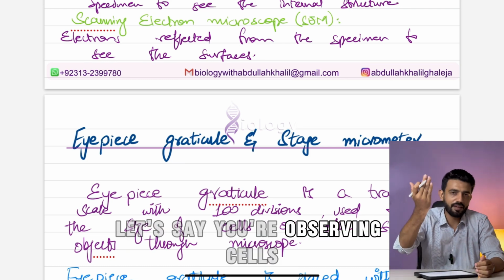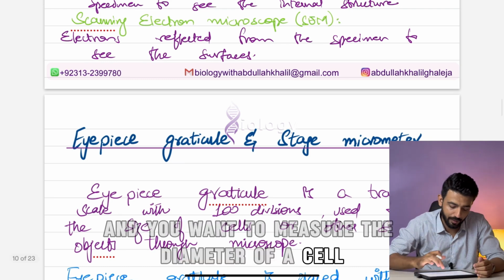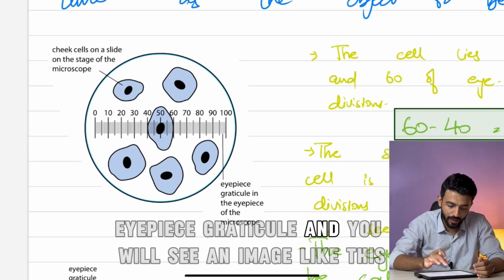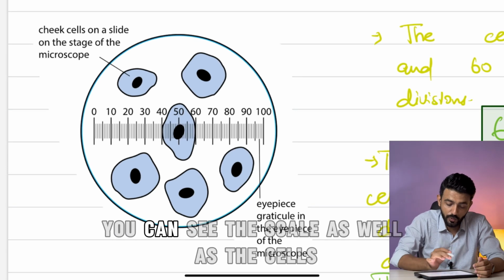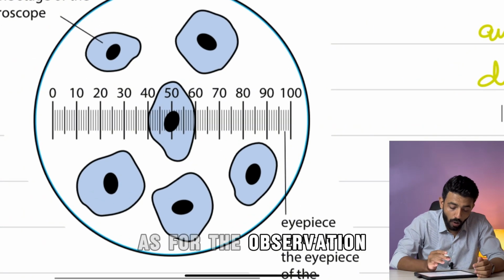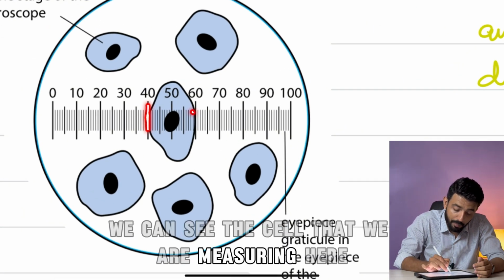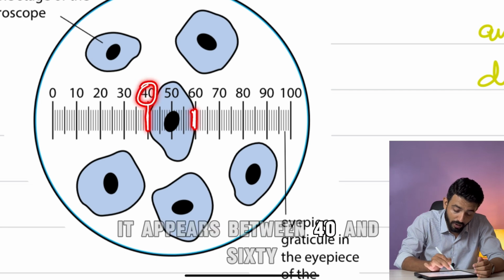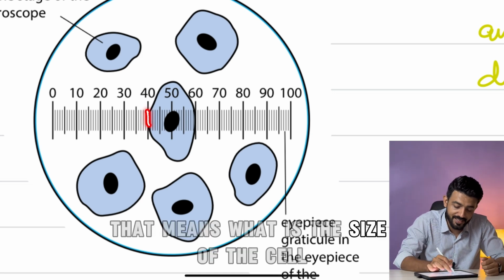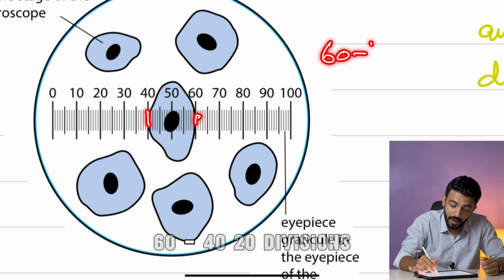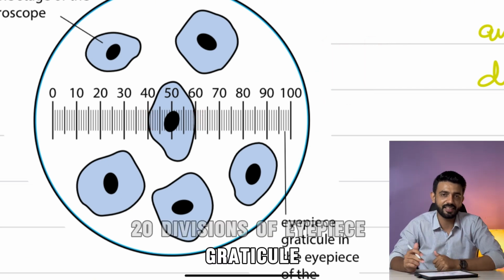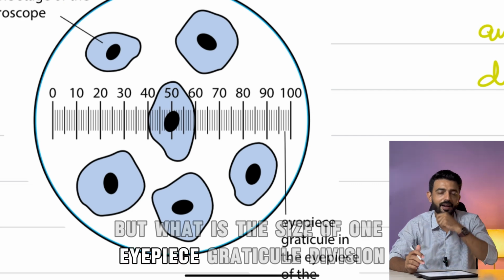Let's say we are observing cells and you want to measure the diameter of a cell. So you will be using this eyepiece graticule and you will see an image like this. You can see the scale as well as the cells. As per the observation, we can see the cell that we are measuring here, it appears between 40 and 60 of the eyepiece graticule divisions. That means what is the size of the cell? 60 minus 40, 20 divisions. 20 divisions of eyepiece graticule. But what is the size of one eyepiece graticule division?